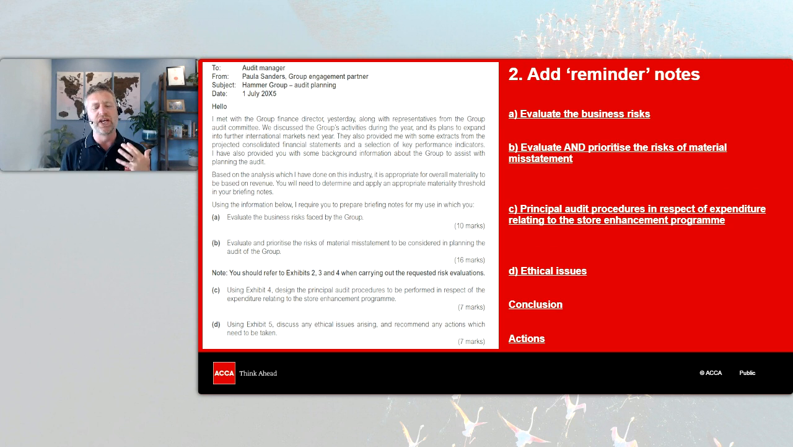Then I will add myself little reminder notes in. Reminder notes are there to help me plan and write a more effective answer. So some examples of the kind of things I'd be reminding myself of. In part B here, I need to prioritize those top 2 risks. So I just write it as a little note to remind me to do it. And then with my audit procedures, they need to be only main ones, right? Principal audit procedures. So it can't be basic, boring ones, generic ones.